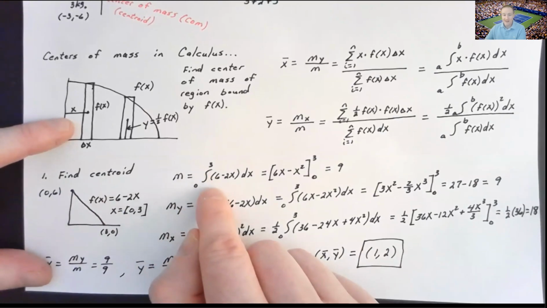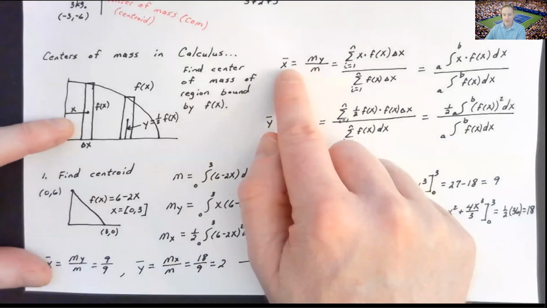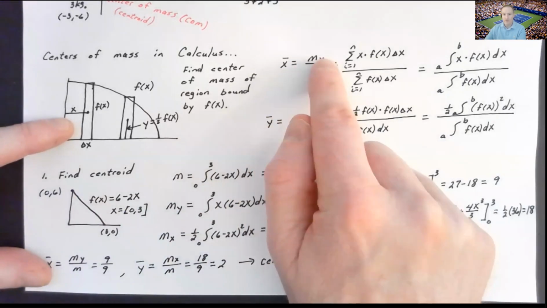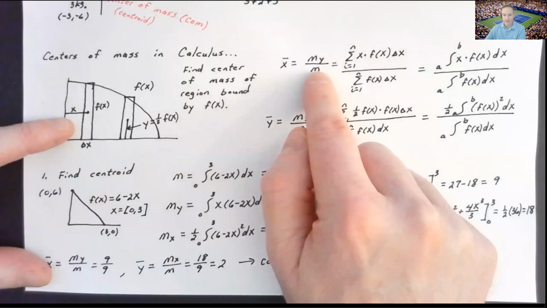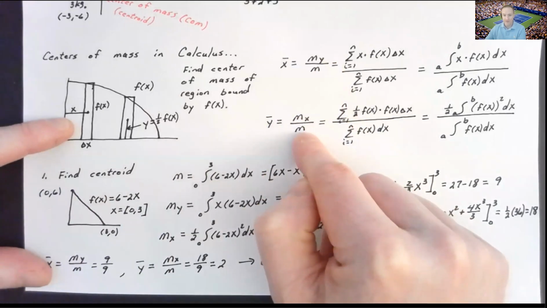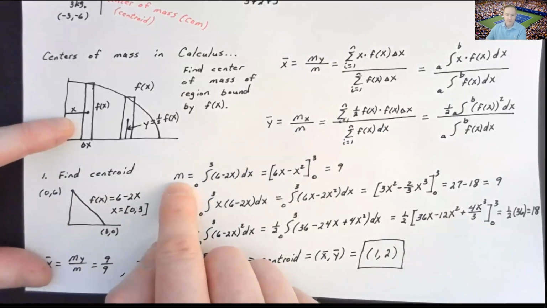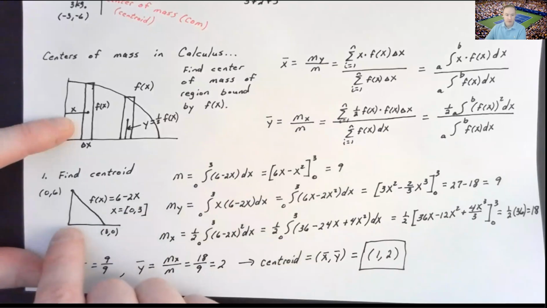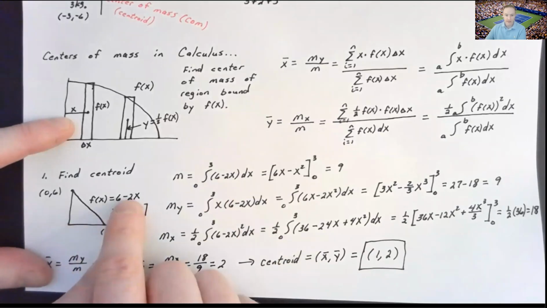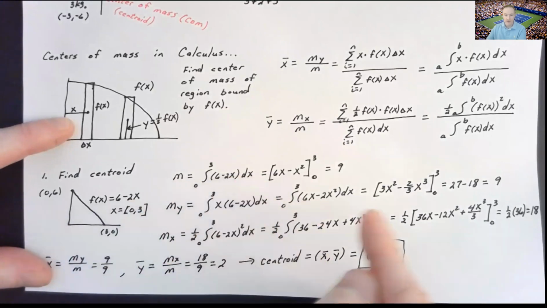So first thing I did in order to find the centroid, I said, well, I know that the average x value is going to be the moment about the y-axis divided by the sum of the masses. The average y value is the moment about the x-axis divided by the sum of the masses. Well, the sum of the masses here in this problem, that's just your integral from where it starts to where it ends of f of x dx. So I just plug that into my formula.